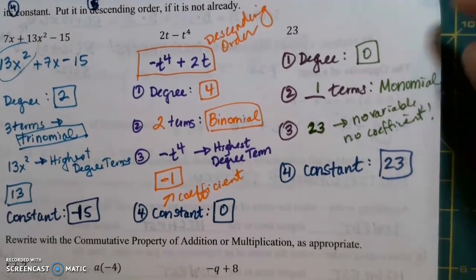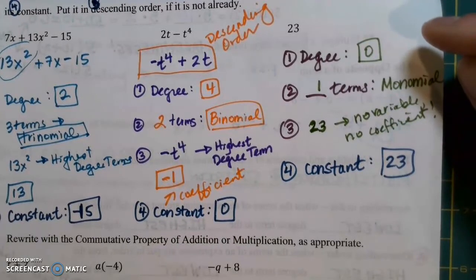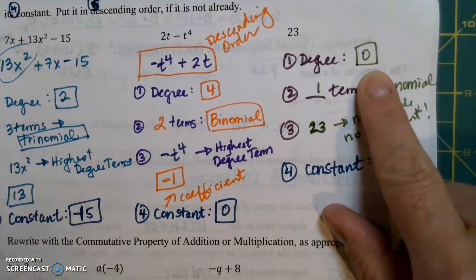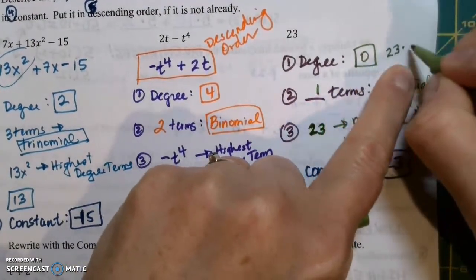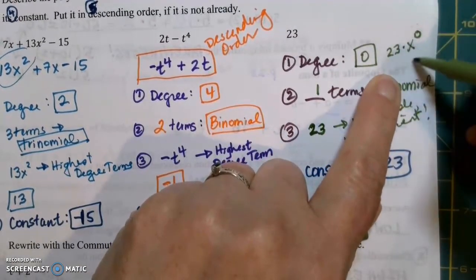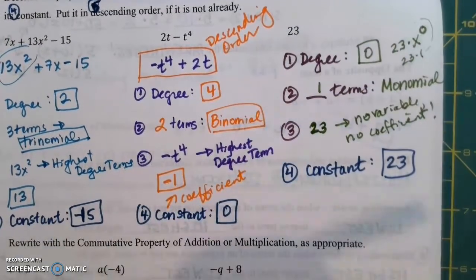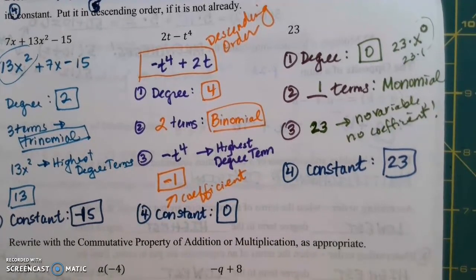Number 23, so this one has a couple of kind of trick questions to it, so I just like to look at it in case it comes up in ALEKS someplace, so you've seen it. So here the degree will actually be 0, because we are thinking about this as 23 times x to the 0, because that makes this become 1, and it would just be 23 for that value. So it has a degree of 0. All constants have a degree of 0.